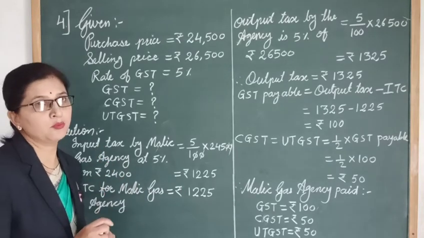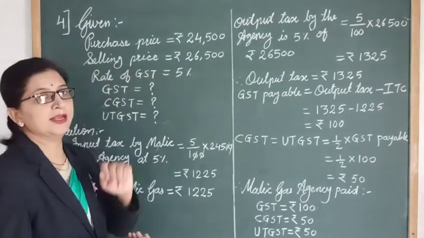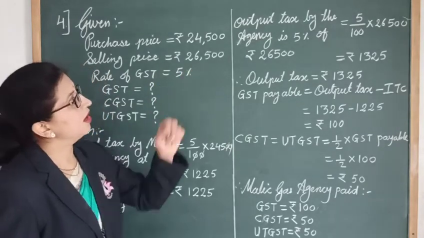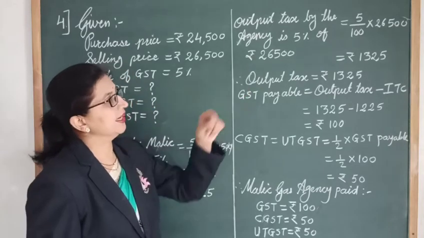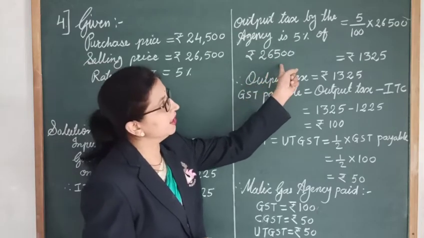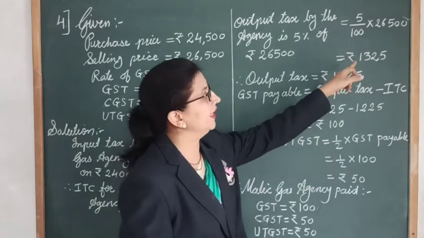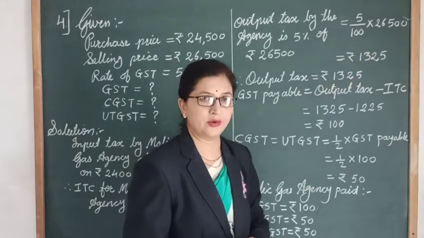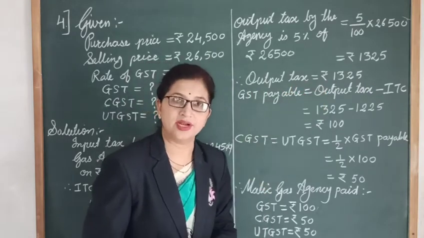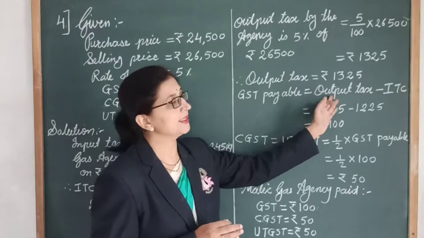Now let's find out the output tax. To find out the output tax, we have to use the selling price. Okay, selling price is given, 26,500 rupees. So output tax by the agency is 5% on 26,500. Okay, so after calculating the 5% of 26,500, we will get 1,325 rupees. Okay, so in this way we got the output tax, 1,325 rupees. Now we have both output tax and ITC.